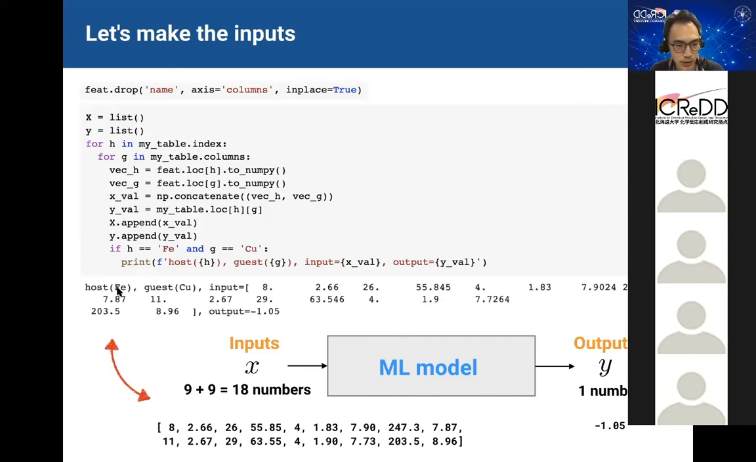So for FeCu, the input is 82.66, 8.66, 25, 26, 55.8 or something like that. And the output is minus 1.05, minus 0.515. And this input output pair is added to this list one by one. So this is the entire line. This is a debug line. So this is enough to make this list.